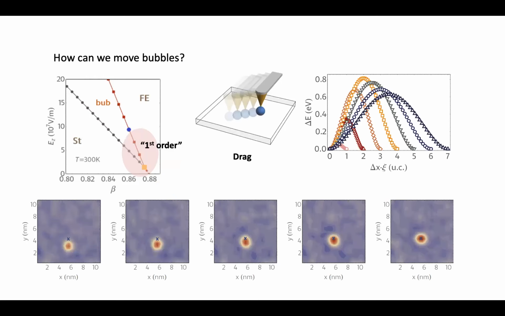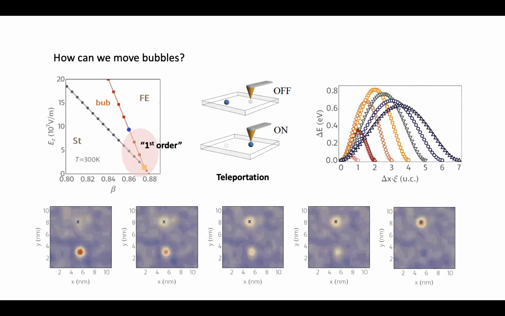So for this, of course, we have to be within the first order transition region. And we did some simulations showing that, for instance, if you apply a local electric field in the vicinity of the bubble, the bubble will elongate and sort of move to the new position. And also what we saw is that if you apply a very strong field far away, the bubble will gradually transfer from one position to another.